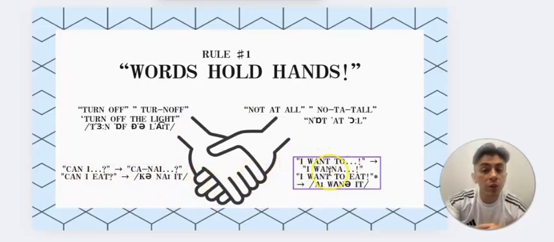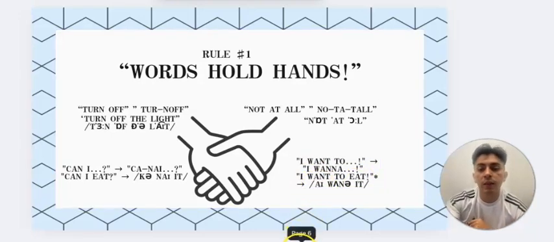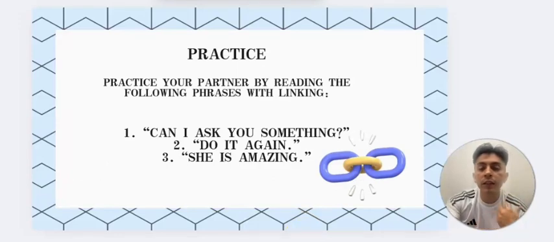There are a lot of contractions in English, especially in informal English. Instead of saying I want to, you can say I wanna. I want to eat, as you can see right here. All right. So you can start feeling the difference. You can start feeling that if you connect the words, it's gonna sound way better than if you just say word by word.